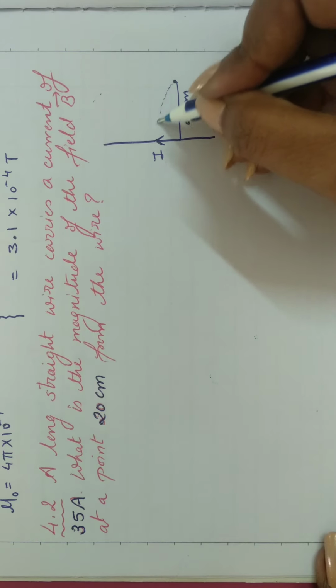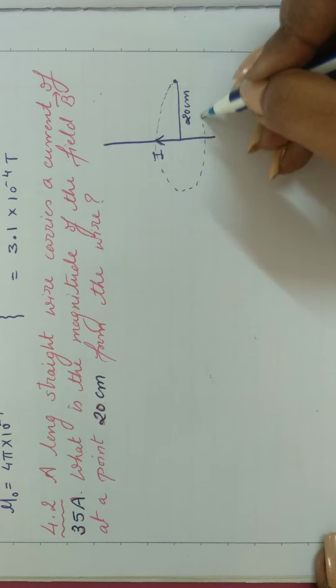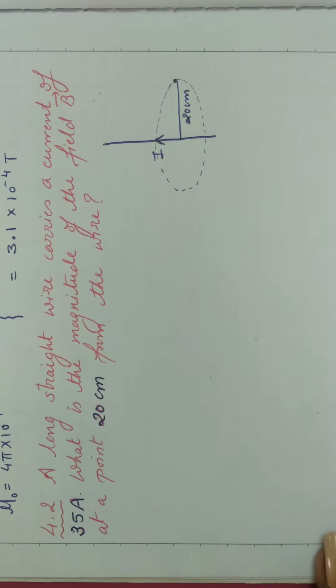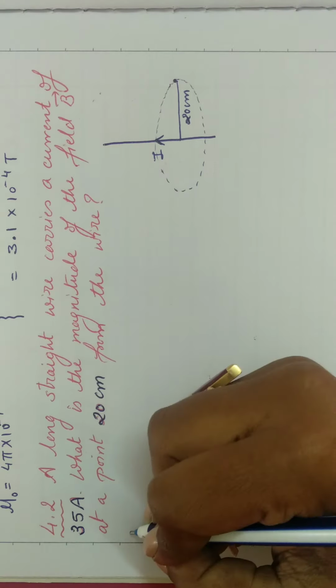So here we will be using Ampere's circuital law. So you can consider this to be your Ampere loop. This we have studied in topic 4.7. And you can see this as application of Ampere's circuital law. So first we'll write down all the given quantities.